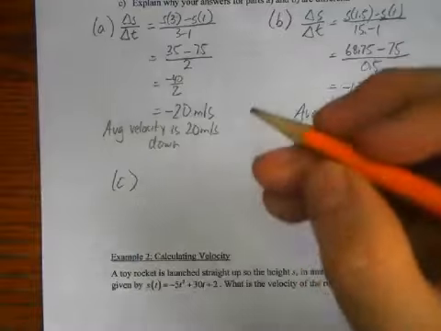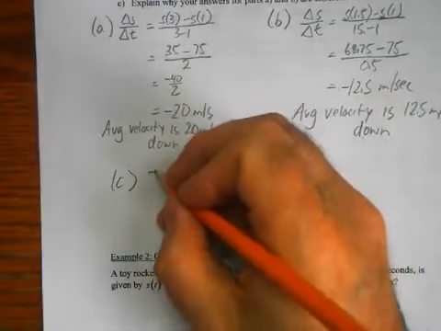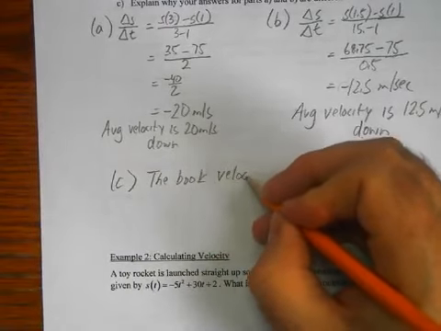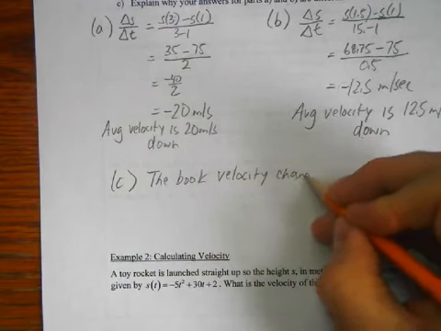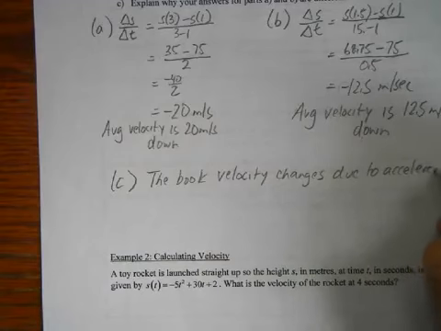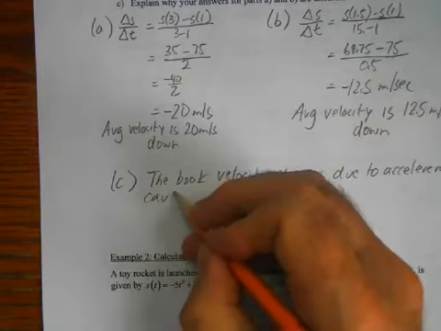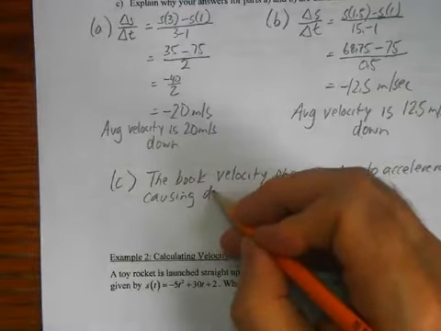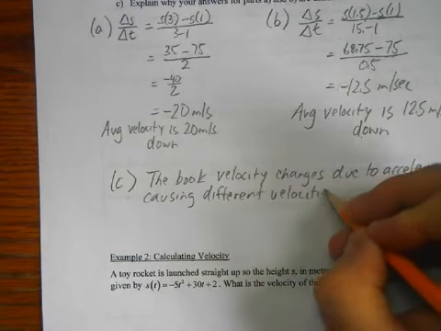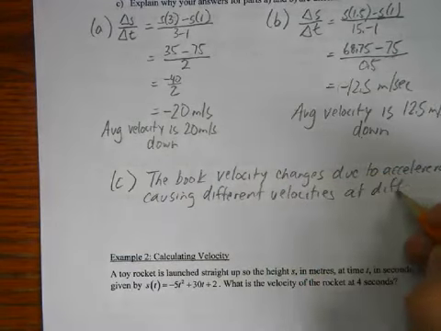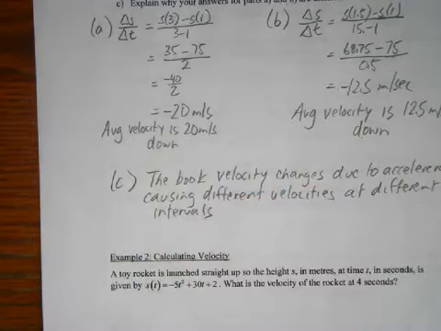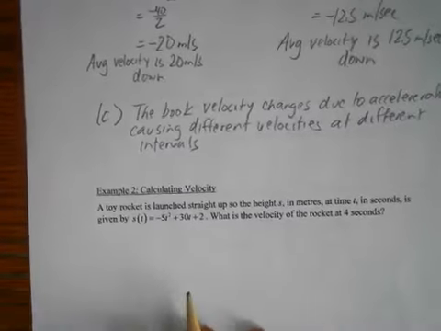So you could say that the book's velocity will be changing due to acceleration, causing different velocities at different intervals. Okay, all right, so that answers that question.